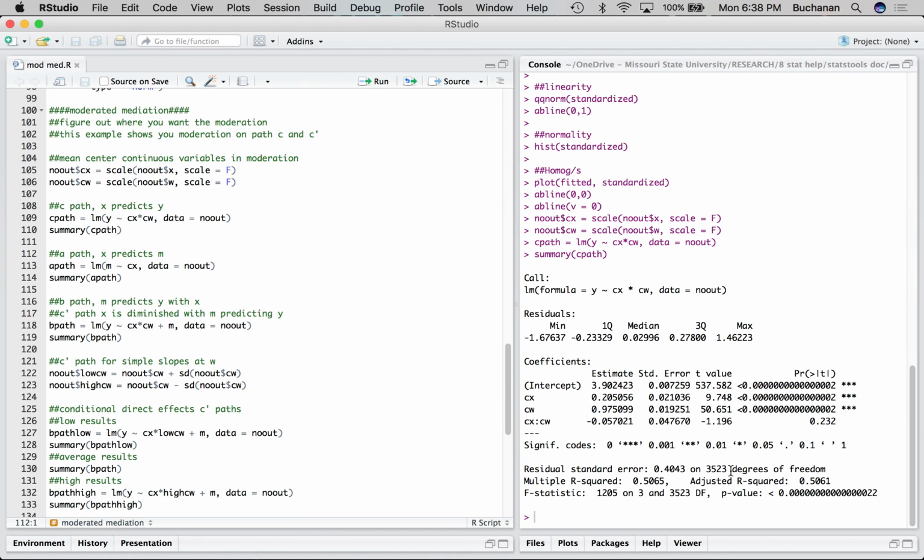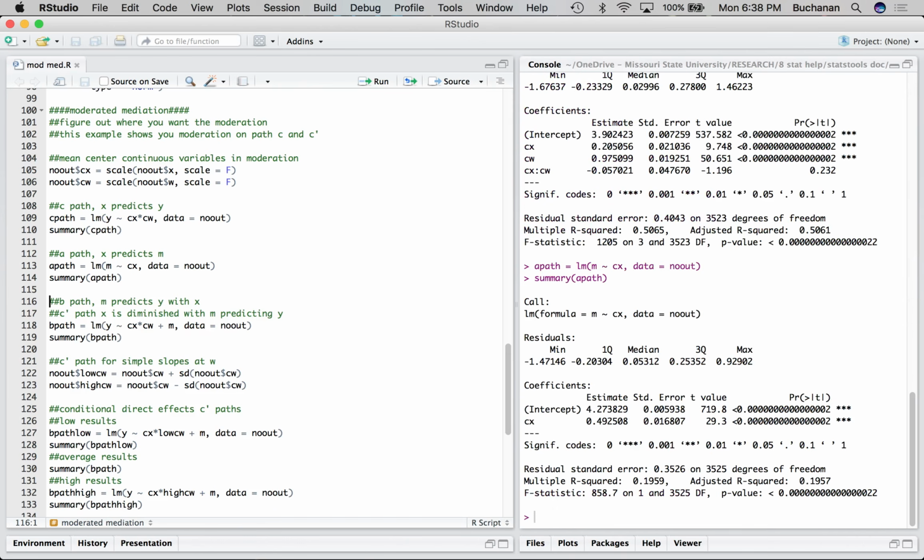You could look here at what's happening with the moderation, but we're really going to be interested in another piece of this to talk about if there's moderated mediation. I can see that X predicts Y and W predicts Y, but there's actually no interaction just yet. Traditionally, this is not something you'll see in the output, but I don't think it hurts to look at. We're really more interested in the interaction of the mediation.